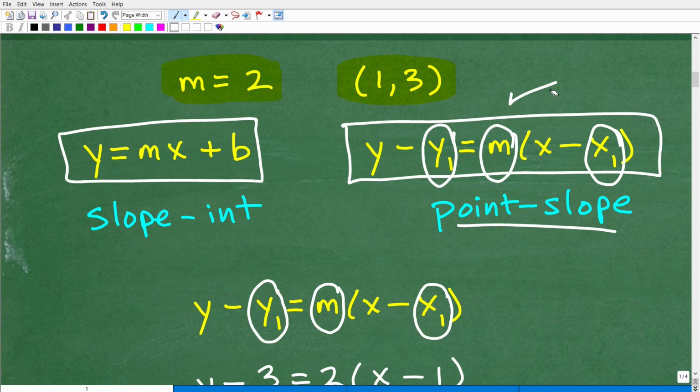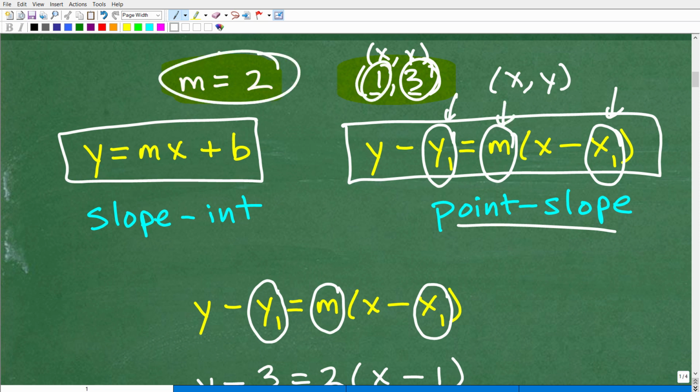So what is that, okay? Well, here, this is an x, and this is a y, right? 1, 3, that's an ordered pair, x, y. So our x value is 1, our y value is 3. So this y1 is what we're going to plug in our 3. This x1 is where we're going to plug in our 1. And then the m is, of course, the slope, 2. Okay, so you're going to replace this y1 with the y coordinate, this x1 with the x coordinate of the point that's on the line. And then the m, you're going to replace with the slope. And then you're going to go ahead and simplify this using some algebra.